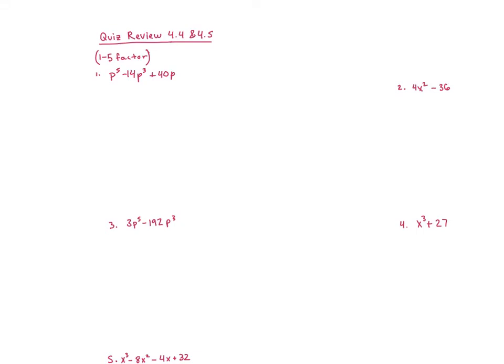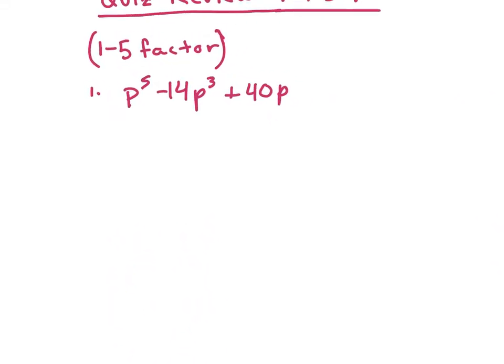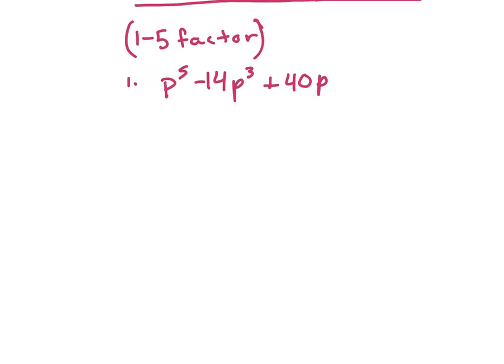All right, so for 1 through 5, we need to factor. What's the first thing we should do for number 1 to factor it? Take out the variable. So what are we going to take out? A p. A p, perfect. So we always have to take out whatever we can to start. So then what are we left with inside of our parentheses?